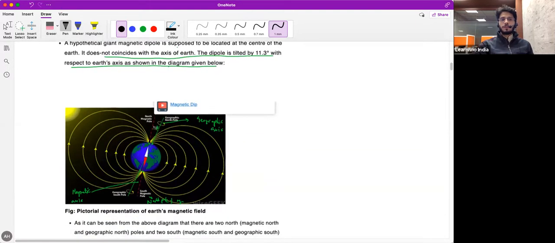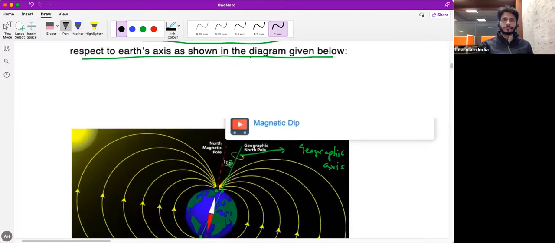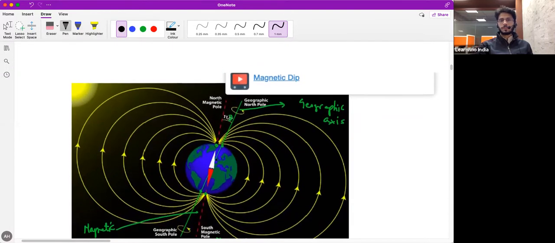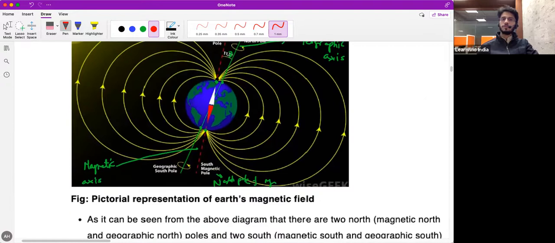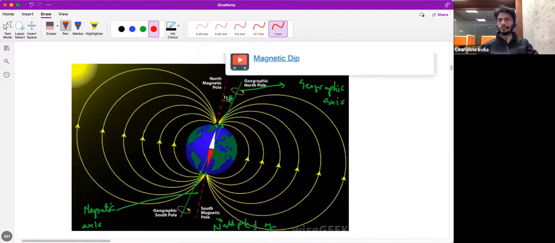Now, see how the magnetic field of Earth looks. This is Earth. This is a freely suspended compass needle. This compass needle aligns itself in north-south direction. That means the north pole of the compass needle is towards the north pole of Earth, and the south pole of the compass needle is towards the south pole of Earth. This is geographic north, meaning the north pole of Earth. This is magnetic north, the point towards which the north pole of the compass needle points. Or you can say this is the north pole of Earth's magnetic field and this is the south pole of Earth's magnetic field.